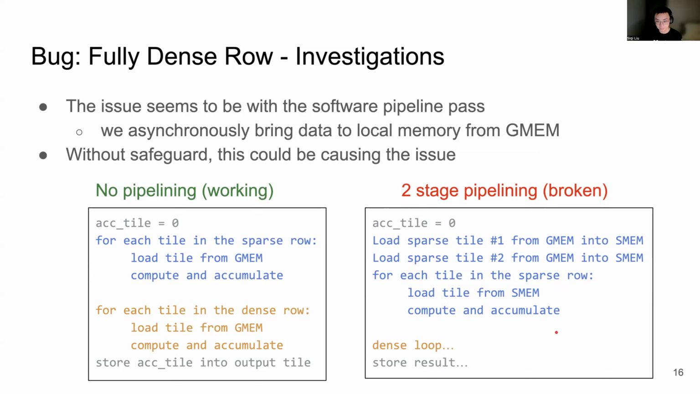However, this can be the cause of our problem because if there's no safeguard, right, if we're not checking that, okay, is there actually a sparse tile to be loaded? Like, is this loop actually executing? If we're not checking for that and we're just blindly loading chunks of data from the global memory into local memory, I think we can get illegal memory access issues or even just unpredictable behavior.